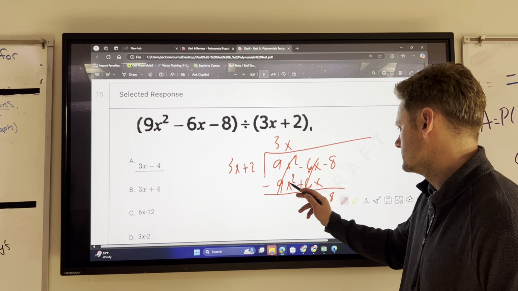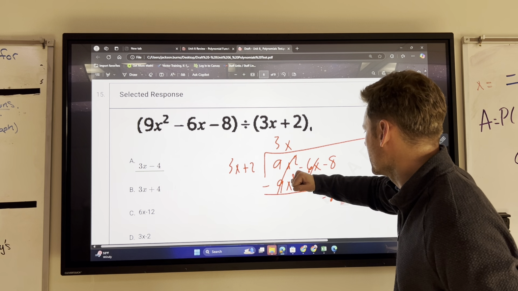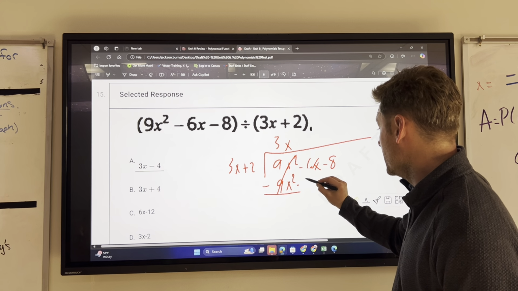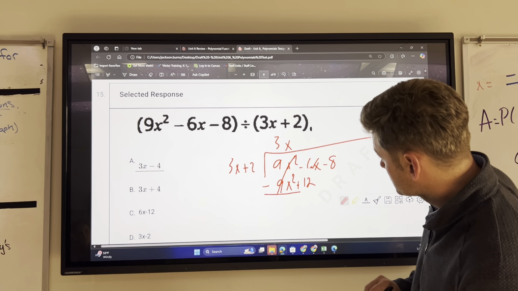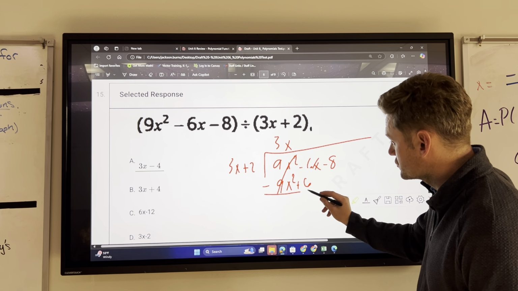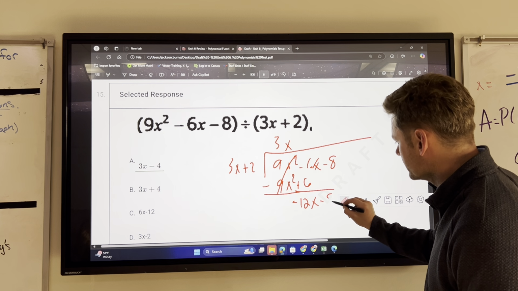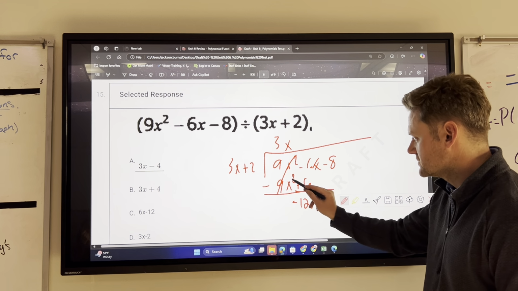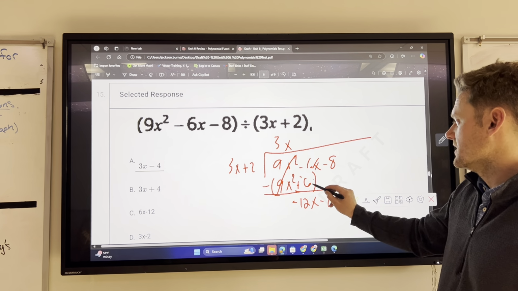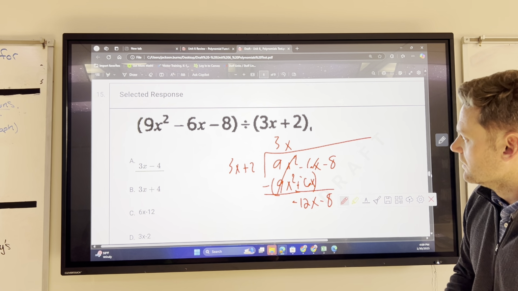Wait, does that cancel? Minus. Oh, no, sorry. Okay, see, this is where I mess up on long division all the time. So this becomes a positive 6x, right? And then I subtract it, and it's already negative, so this is a negative 12x minus 8, because I have to distribute my negative sign when I do my long division, right? So this becomes negative 6x minus positive 6x, which gives you that negative 12x.